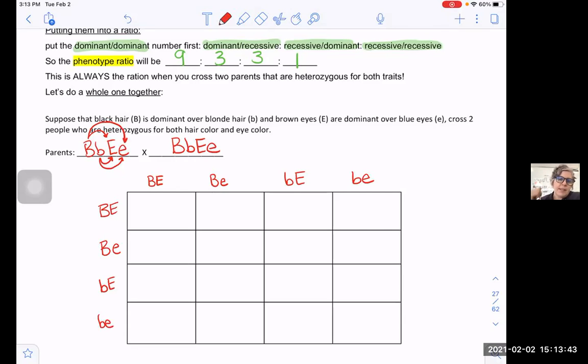Once you have this set up, I don't think anyone has a problem filling it in. So take some time right now and go ahead and fill this in. Remembering you keep your B's together first and E's come second.